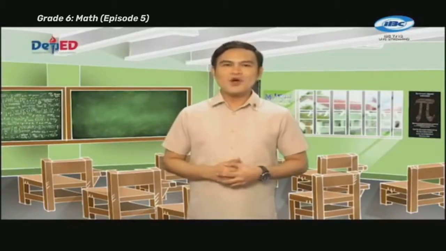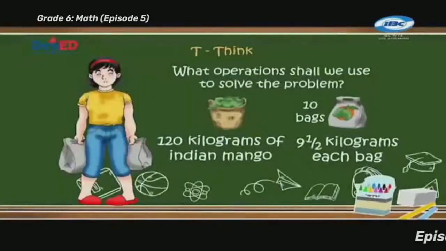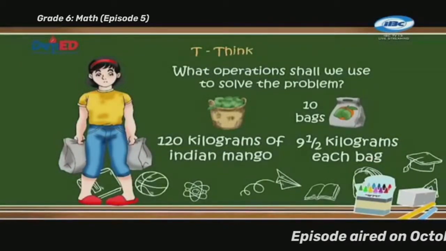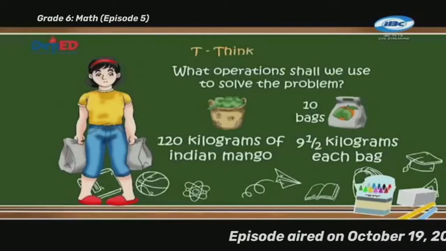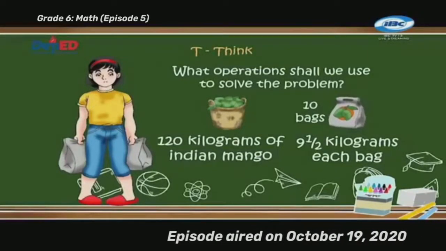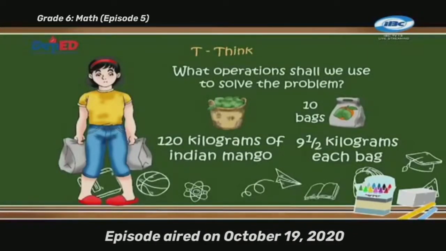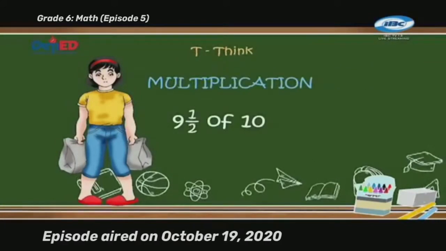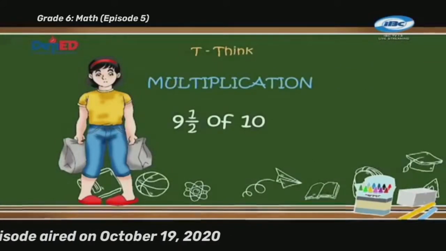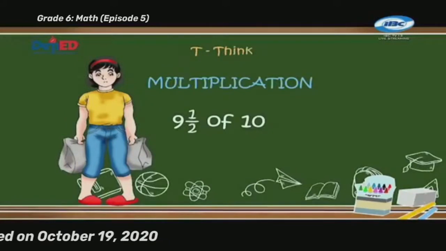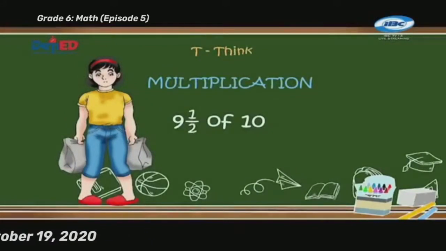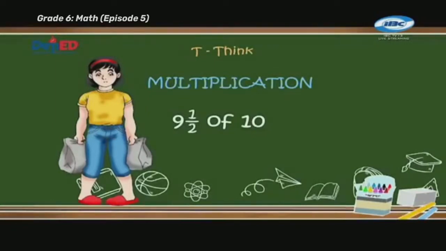Yes, we need 2 operations. To get the total kilograms she had already picked, we need to get 9.5 of 10. So, what is the operation we shall use? Exactly, multiplication. After getting the total kilograms she had picked, what operation will we use to know the number of kilograms of Indian mango still needed by Anna? You are right, subtraction.